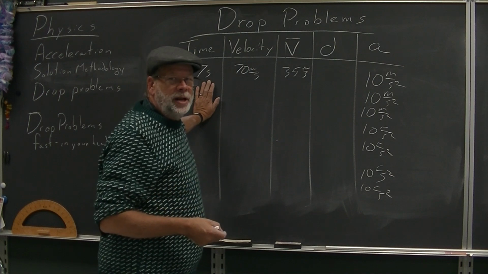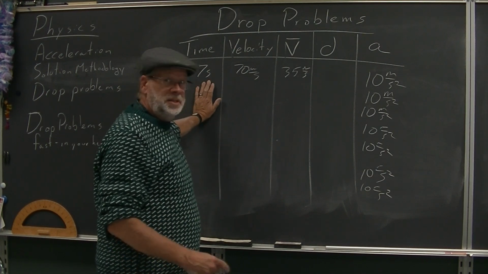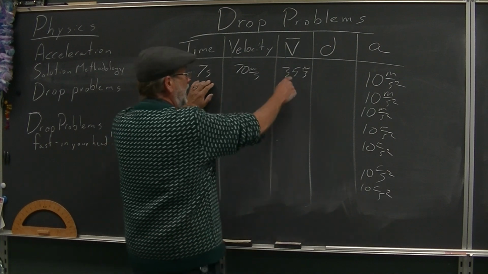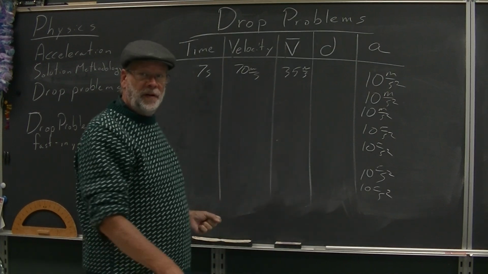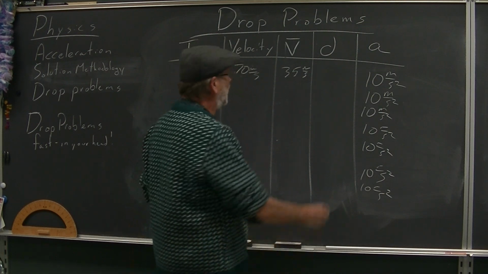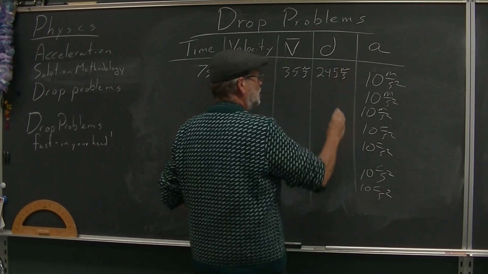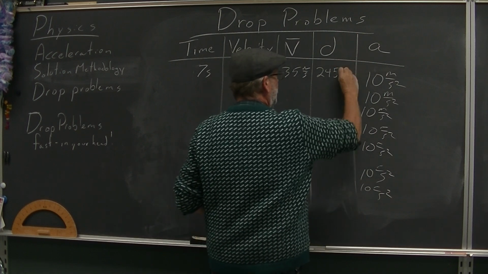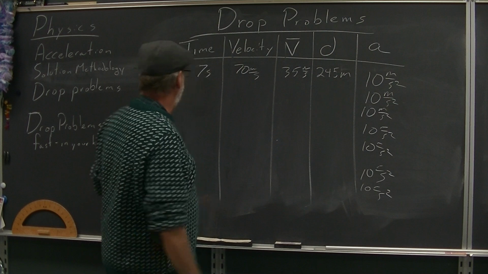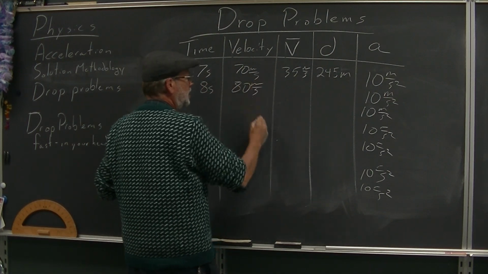Oh, now we get some challenges. Do it in your head. What's 3 times 7? 21. Put the 0, so it's 210. And then 5 times 7. What's 5 times 7? 35. So 210 and 35, 245 meters. No, not meters per second. 245 meters. All right? 8 seconds, moving at 80 meters per second.